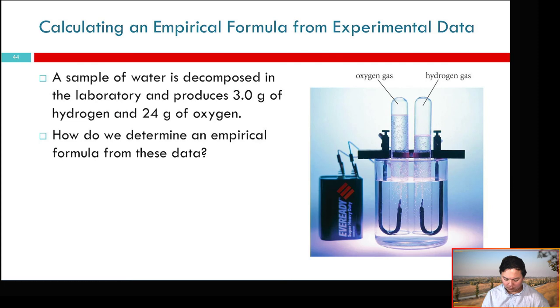So if we take a sample of water, decompose it in the laboratory, we produce 3 grams of hydrogen, 24 grams of oxygen. So how do we determine an empirical formula from this data?